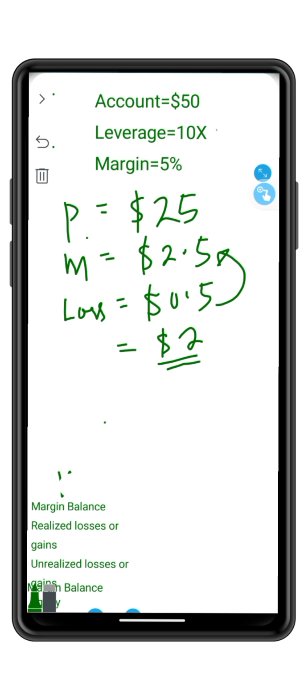So the question is, if a maintenance margin rate of 1% is applied on your position size.